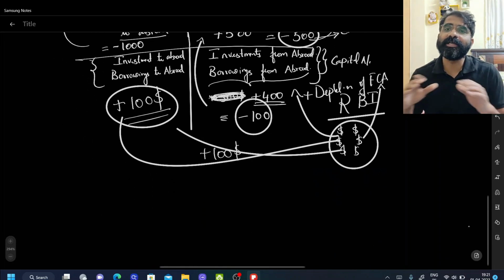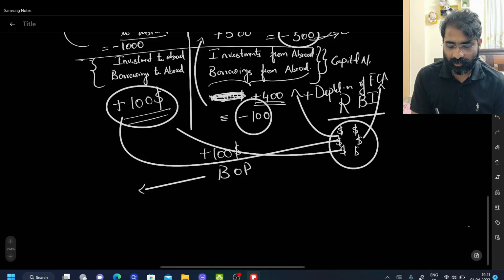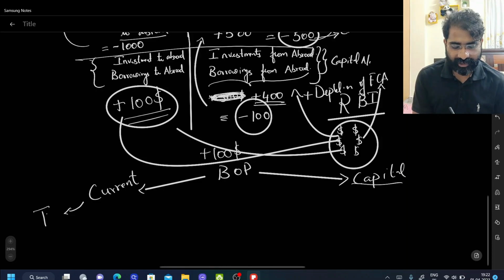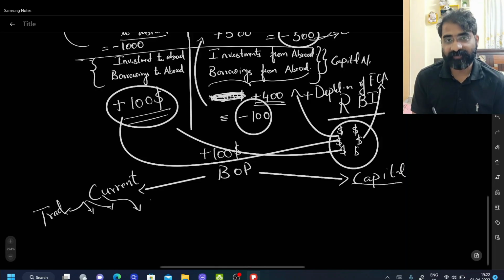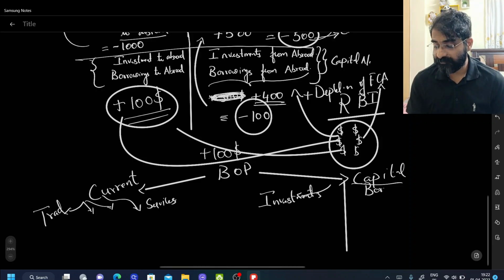Now, if I have to further segregate BOP, we have divided it into the current, in the above discussion, and we have also divided it into capital. In the current part, we have written trade, unilateral transfers, income, and we have also pushed the services. And in the capital part, two things here: one is investments, and second one is the borrowings. Very important learnings for UPSC. There will be questions from this area.